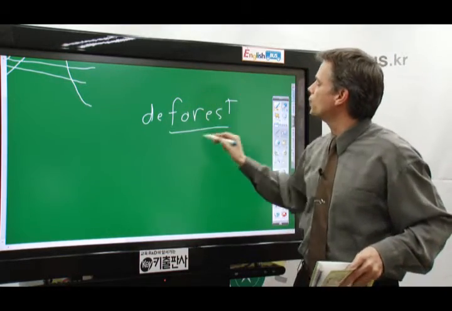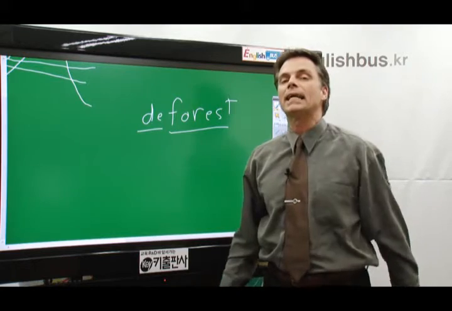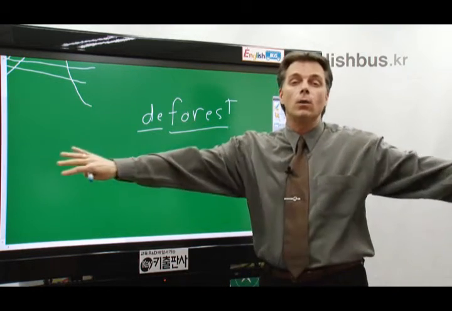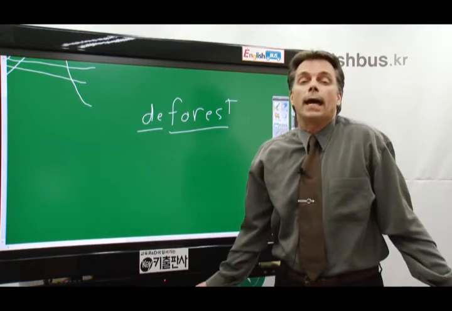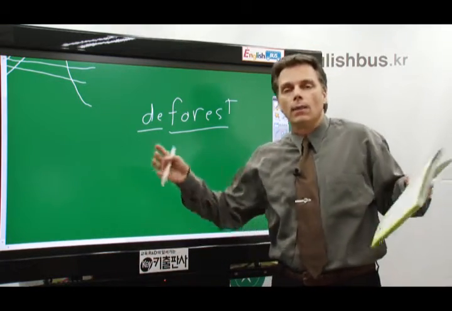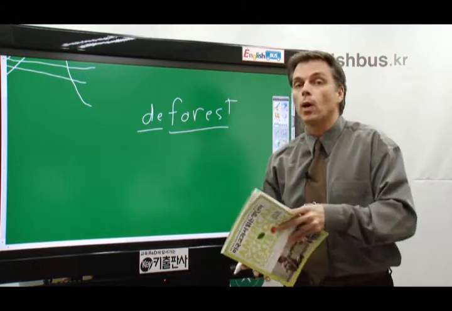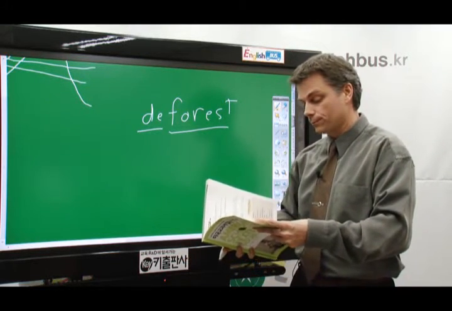Forest is the trees. The deforest is cutting all the trees down. And that's a problem, because if you cut all the trees down, where do the animals live? You know, and the land can be destroyed. And that's a very, very big problem in the United States.